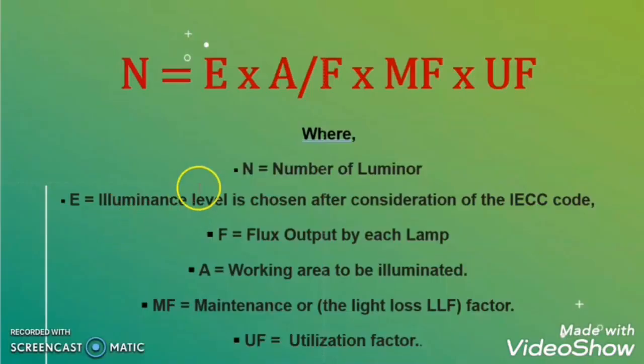The formula to calculate the number of luminaires required is N = E × A / (F × MF × UF), where N is the number of luminaires and E is the illuminance level to be achieved, and it will be by some standard. Here I choose the IECC standard. You can choose the IES standard, IEEE standard, or any local standard like the DEWA standard or ADDC standard. But all the standards more or less will be the same.